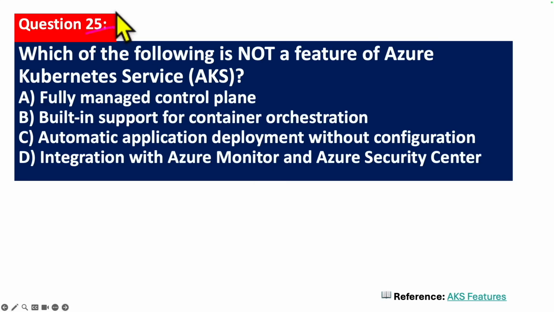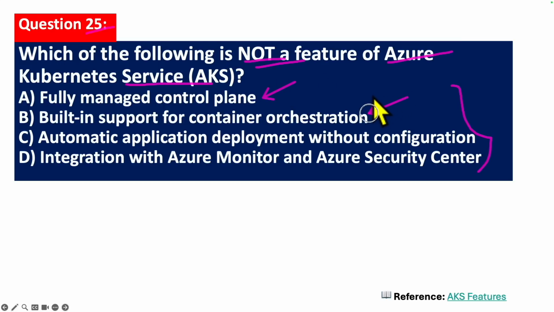Question number 25. It's a multiple choice question. Which of the following is not a feature of Azure Kubernetes Service? We are going to go through the elimination method we used before. First, is it not a fully managed control plane? I kind of explained that at the beginning. AKS provides you with a fully managed control plane so that you only pay for the backend virtual machine, you don't pay for the control plane. So that is definitely a feature of AKS.